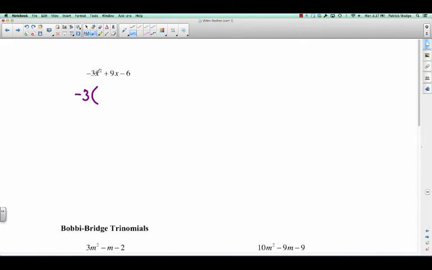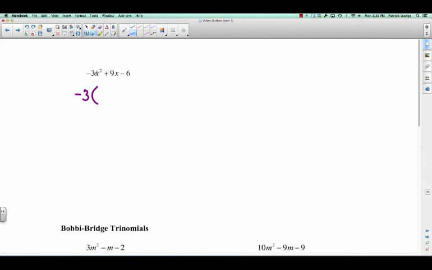In fact, if your first term is negative, I would always take the negative out as part of your greatest common factor. Even if it was something like negative x squared plus 2x minus 3, I don't even know if that's going to work. But if I had that, I'd factor out a negative and be left with x squared minus 2x plus 3. Actually, you couldn't factor that. I gave a bad question there. All right, so we're factoring out a negative 3.